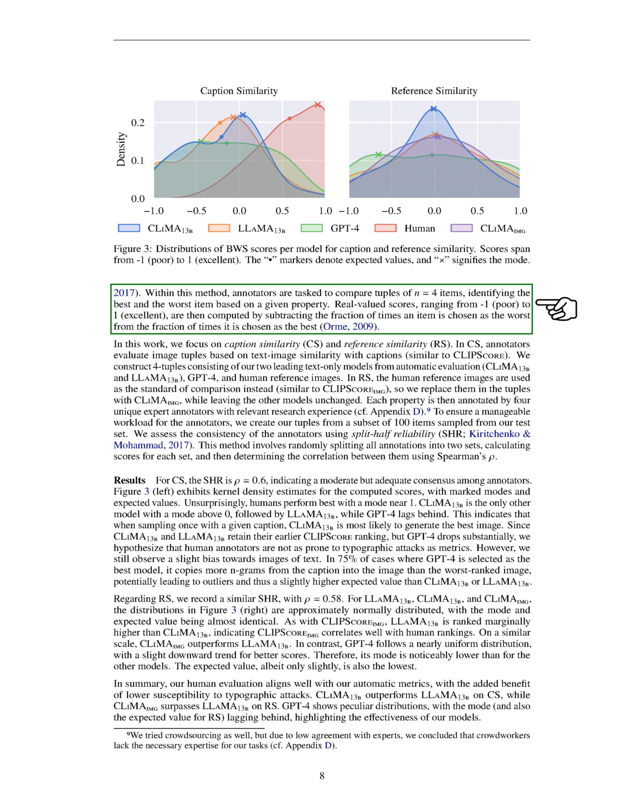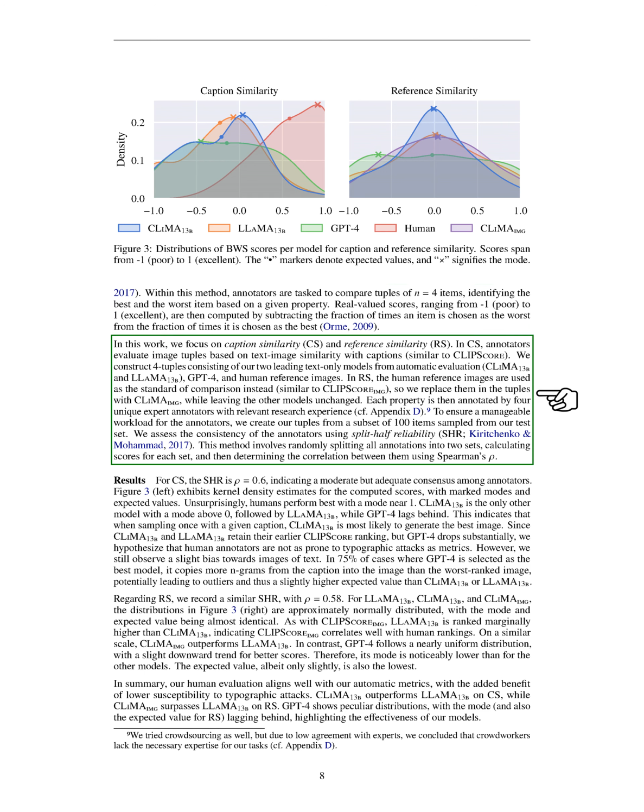In our study, we focused on caption similarity and reference similarity. Evaluators assessed image groups based on text-image similarity with captions. We created groups of 4, consisting of our 2 top text-only models from automatic evaluation and human reference images. In another scenario, the human reference images were used as the standard of comparison, so we replaced them in the groups with another model, while keeping the other models the same.